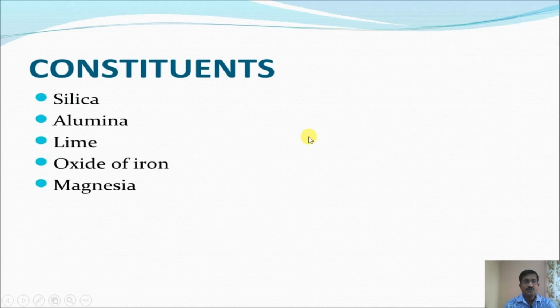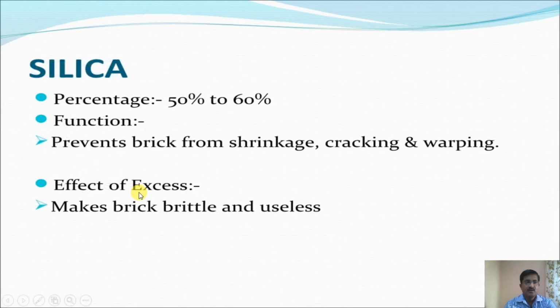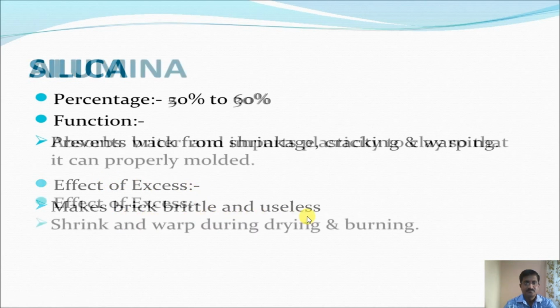What are the constituents of a brick? Silica, alumina, lime, oxides of iron, magnesia. Silica: the percentage of silica in the brick ranges between 50% to 60%. What is the function of silica? It prevents brick from shrinkage, cracking and warping. If it is used in excess percentage, that makes the brick brittle and useless.